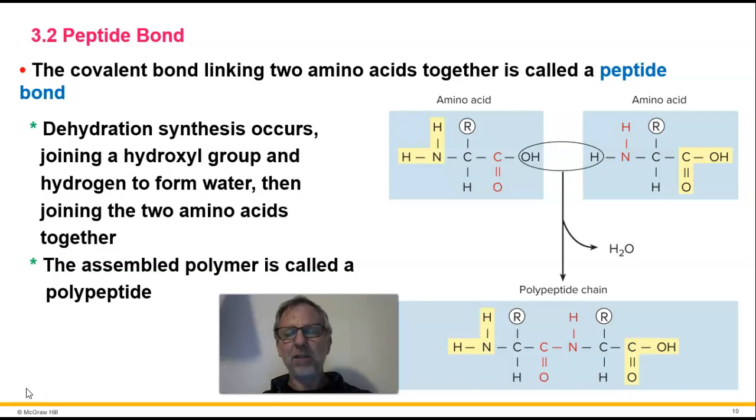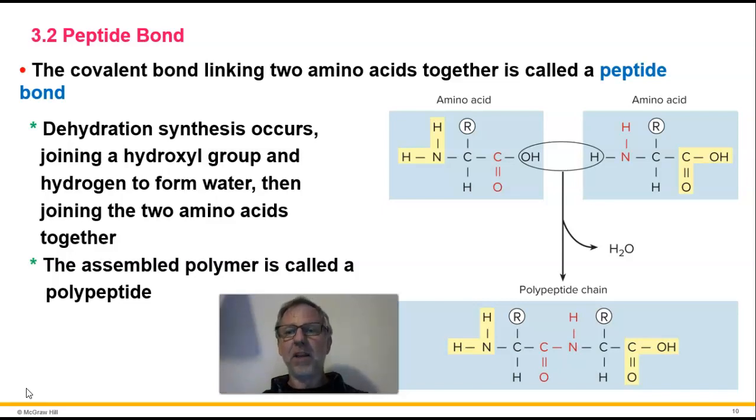These pictures and figures are always critical to help you see this stuff. So on the top of that picture, there's an amino acid on the right and one on the left. And it's showing that there's a hydrogen coming off of the amino group on the right, and an OH, a hydroxyl group, coming off of the amino acid on the left. That's step 1 of what kind of chemical reaction? Dehydration synthesis. The H and the OH bond together to make water.